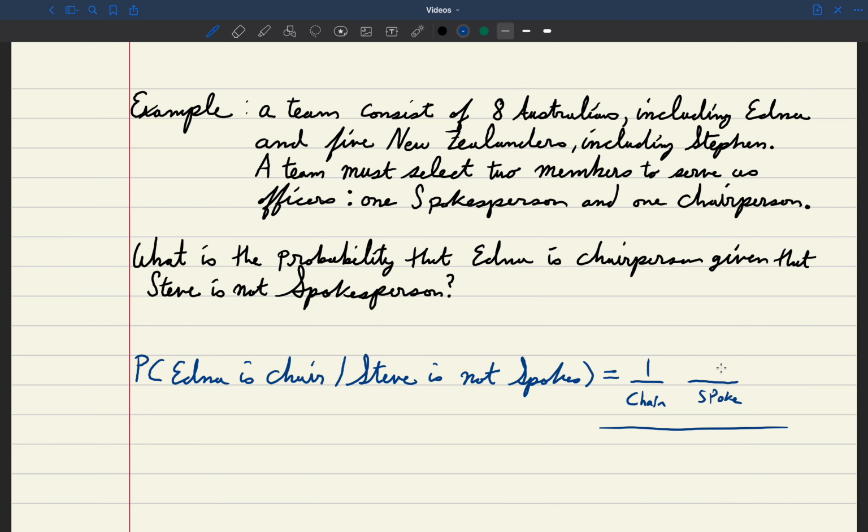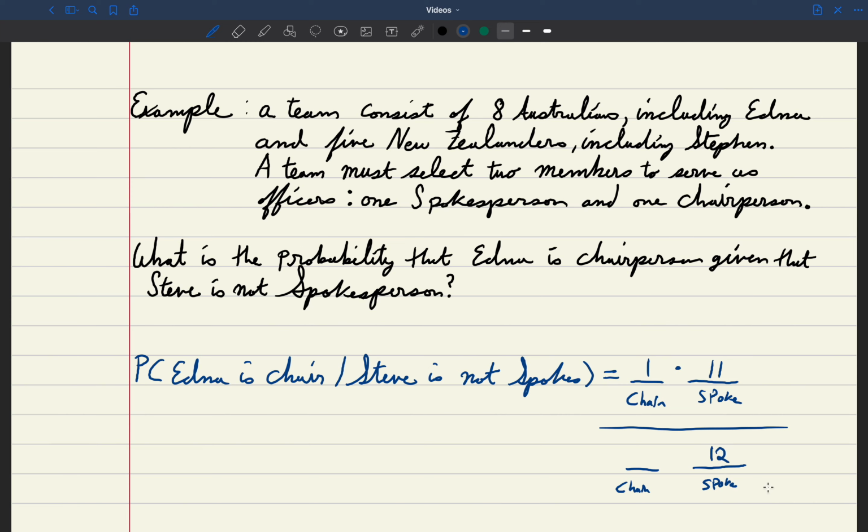There's 13 total people. Edna sits down here. And so then we're down to 12, but Stephen can't sit here because we're guaranteed that that didn't happen. So then we'd be down to 11. Now, what's the total amount of things that can happen with Steve just not being the spokesperson? Steve not being the spokesperson, then there's 12 people that could be there.